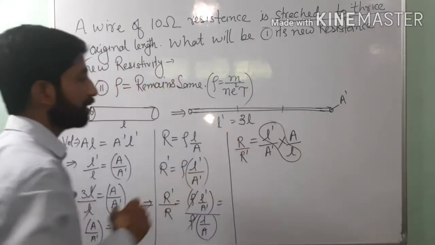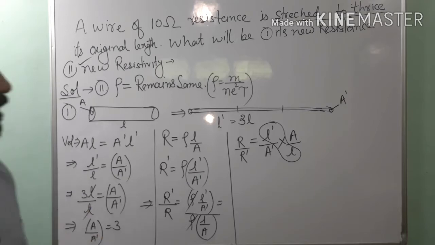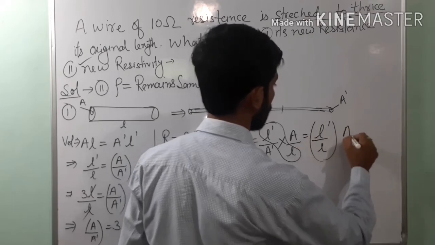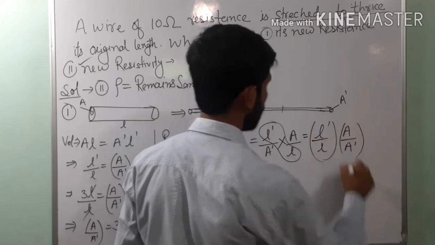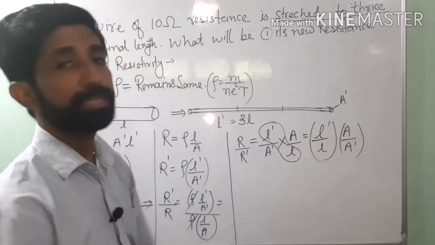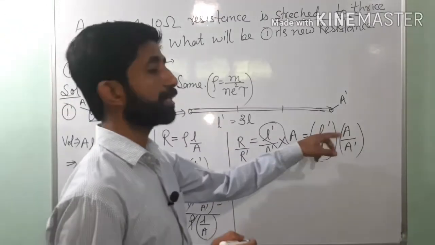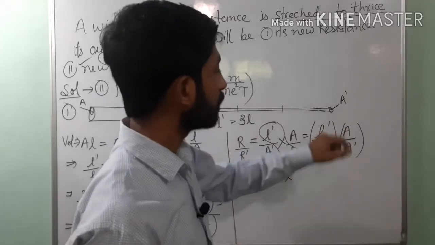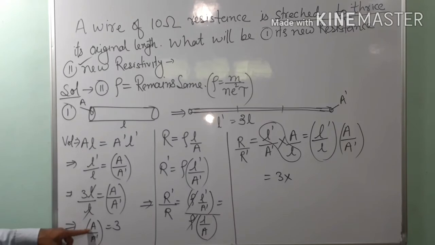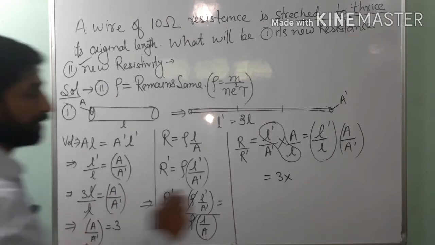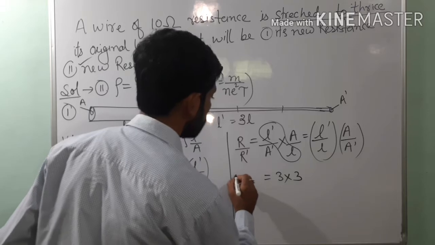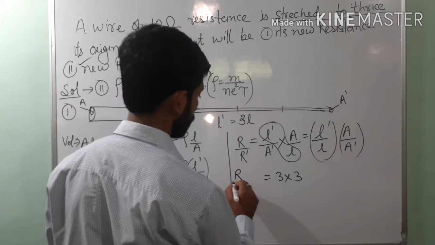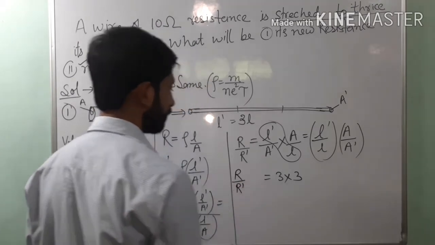So this can be written as L dash over L and A over A dash. So L dash over L is how much? 3, because the new length is 3 times the previous length. So this is equal to 3 into A over A dash. We had A over A dash equal to 3. So this is 3.